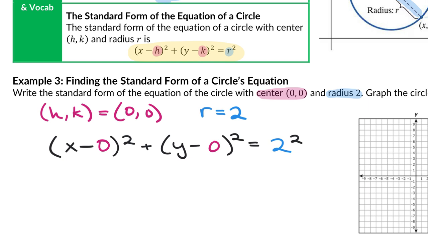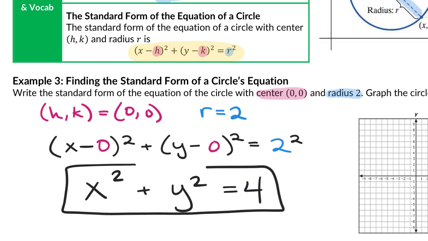Let's simplify though, because once we plug everything in, we do want to simplify to make this look nice. What is x minus nothing? Not nothing. It's just x. And then y minus nothing is just y. And then 2 squared is 4. This is the standard form of a circle that has a center at 0, 0 and has a radius of 2.